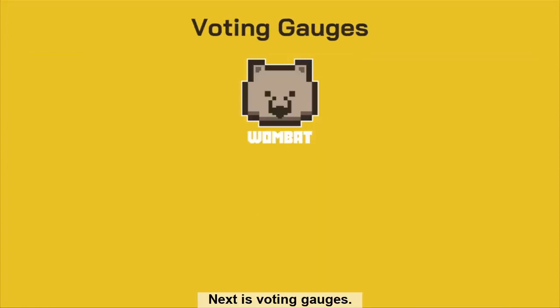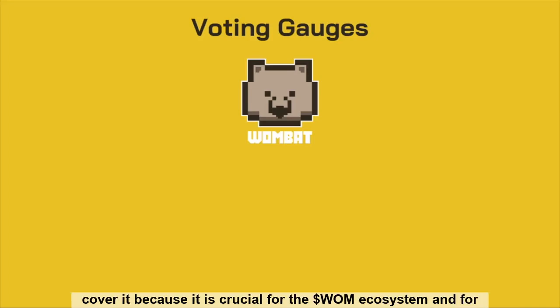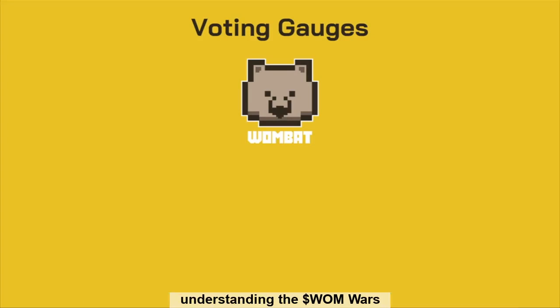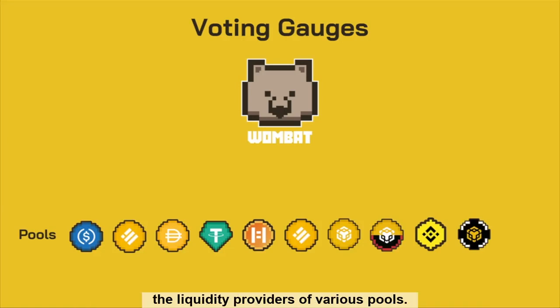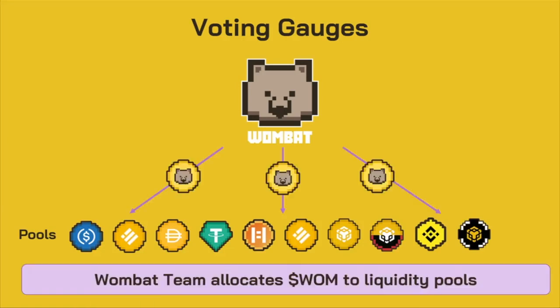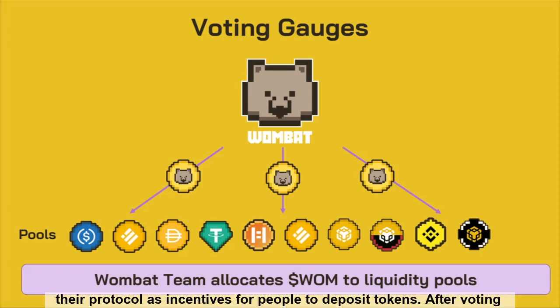Next is voting gauges. Now, this feature has not been released by the Wombat team, but I will cover it because it is crucial for the WOM ecosystem and for understanding the WOM wars. Voting gauges have a direct effect on the rewards earned by the liquidity providers of various pools. Currently, the Wombat team allocates a fixed portion of WOM emissions to the different liquidity pools on their protocol as incentives for people to deposit tokens.